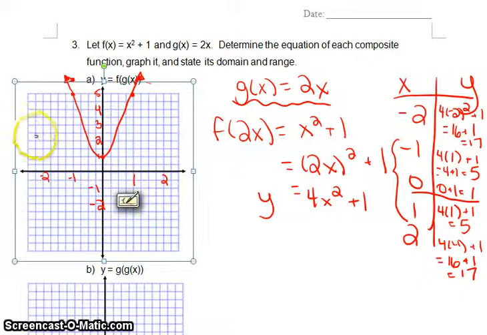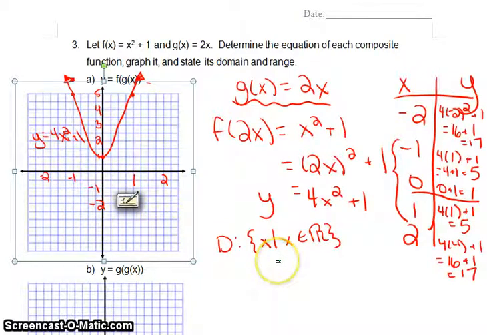All right, and then let's label our function there. So here we have y is equal to 4x squared plus 1. And then we can talk about the domain and the range. I'll just write this down here. So here our domain for our composite function: x such that, and if you guys notice, even just by examining 4x squared plus 1, it doesn't matter what value of x we have, so we can say that our domain is x is an element of all real numbers. It doesn't matter what x is.